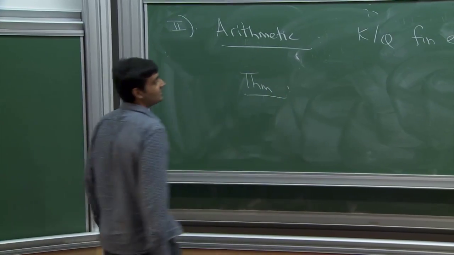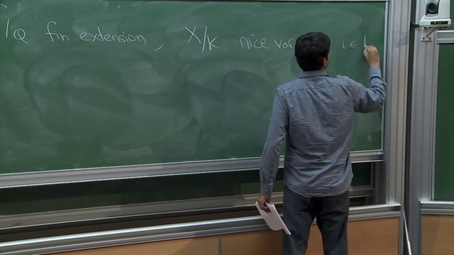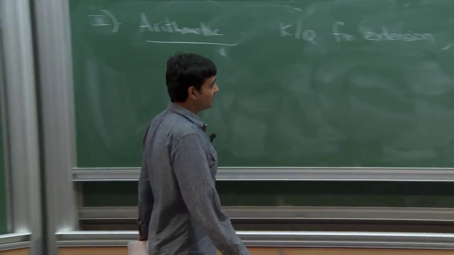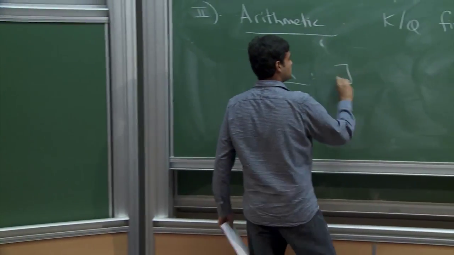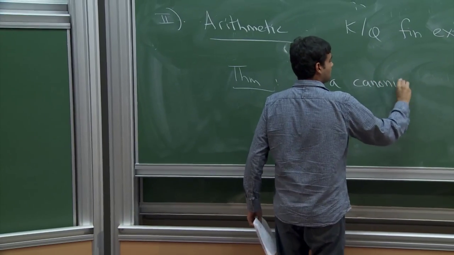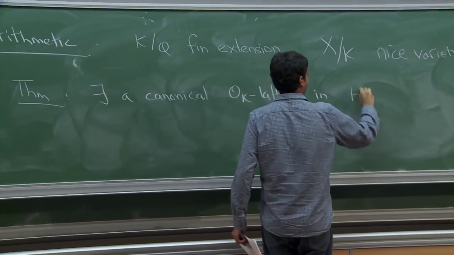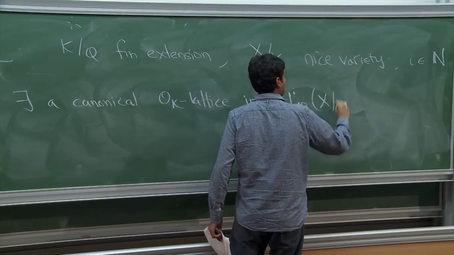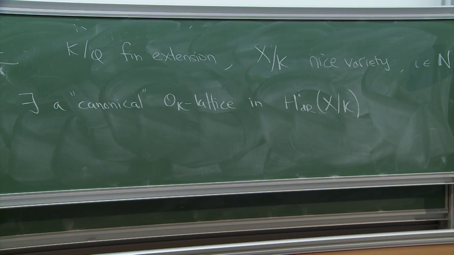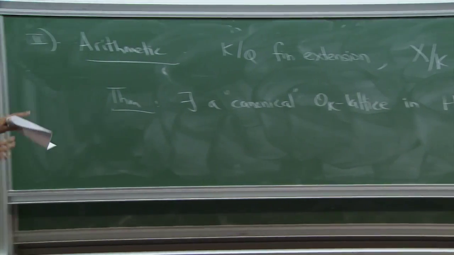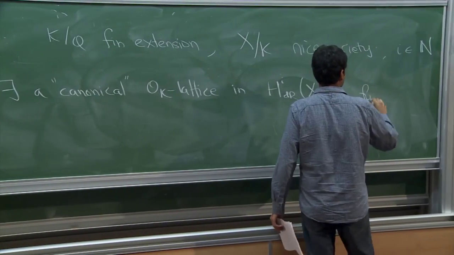And so the theorem is that in this situation, you fix an integer. If you look at the de Rham cohomology group of X over K, algebraic de Rham cohomology, then there is a canonical lattice in there. So there exists a canonical lattice. Of course, everything here is hidden in the word canonical. It doesn't depend on the model of X. Well, there is no model inside. But yes, there's a canonical lattice. It's functorial in X.